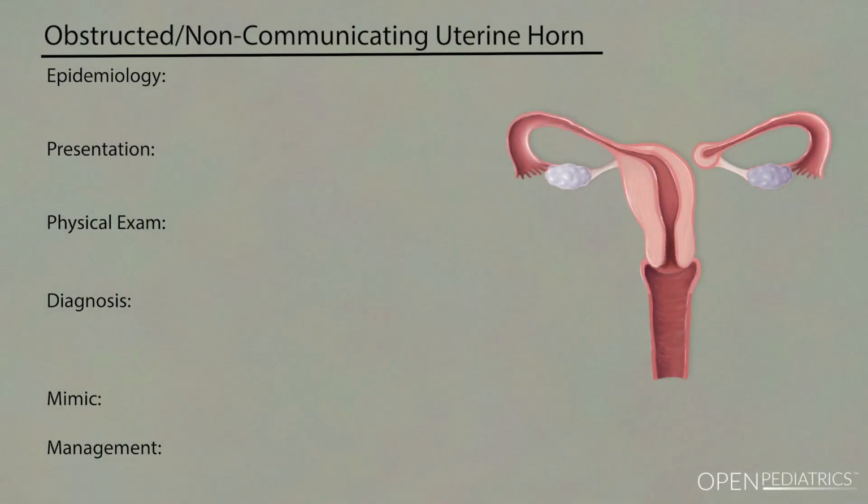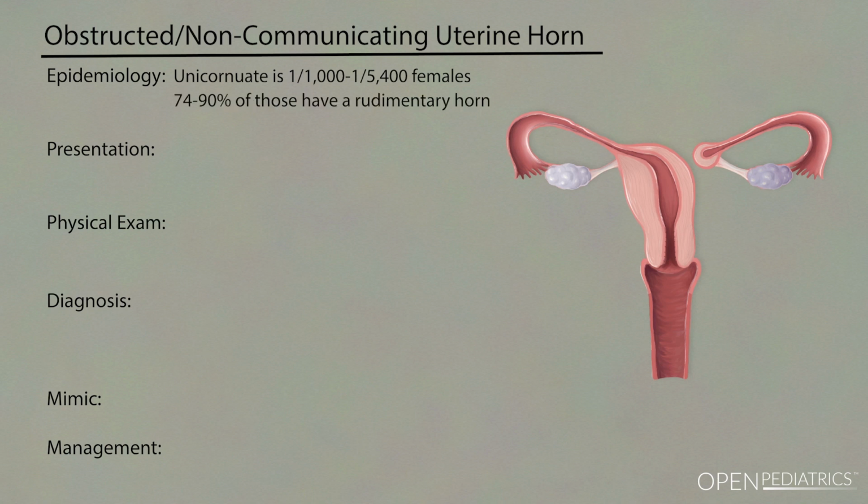The last obstructive condition is non-communicating uterine horn. Unicornuate uterus occurs in 1 in 1,000 to 1 in 5,400 women, and a large percentage of those have an associated rudimentary horn, although it's unclear what percentage are non-communicating versus communicating. A non-communicating uterine horn with functional endometrium presents similarly to obstructed hemivagina, soon after puberty with regular menstrual cycles, and severe dysmenorrhea that is responsive only to complete hormonal suppression.